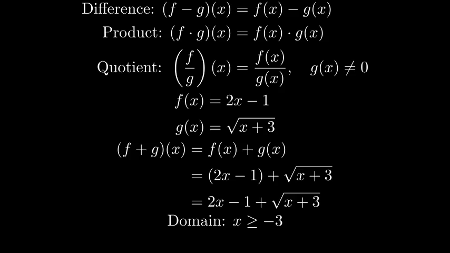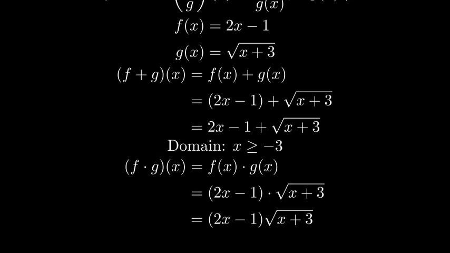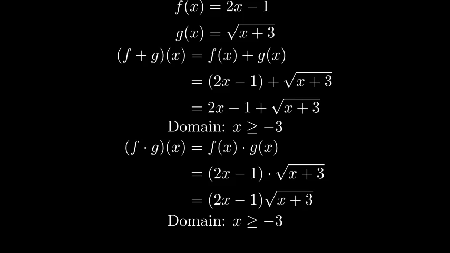The domain of this sum is the intersection of the domains of f and g. Since f is defined for all real numbers and g is defined for x greater than or equal to negative 3, the domain of the sum is x greater than or equal to negative 3. Now, let's find the product of these functions. The product f times g of x equals f of x times g of x, which is 2x minus 1 times the square root of x plus 3. Again, the domain is x greater than or equal to negative 3.